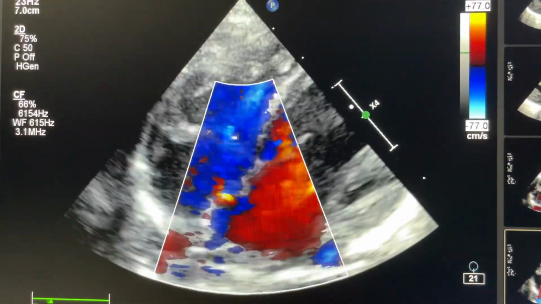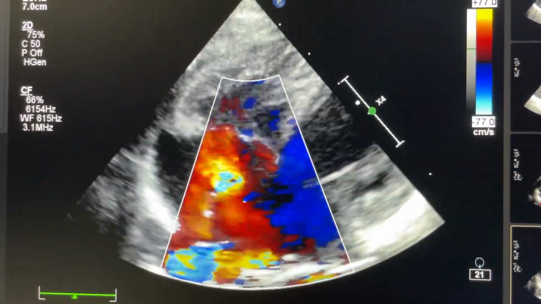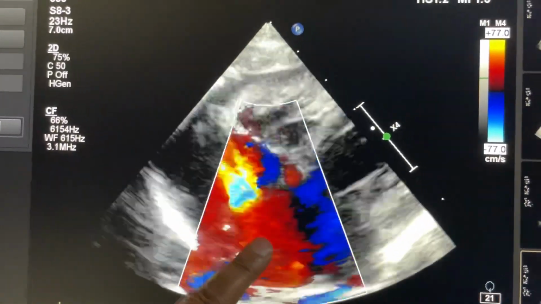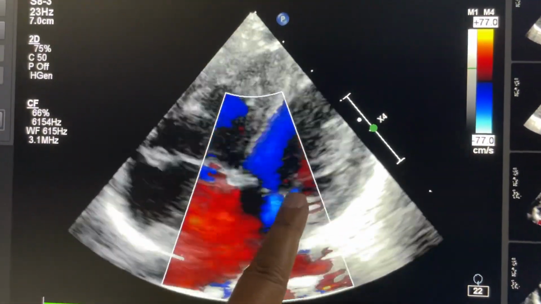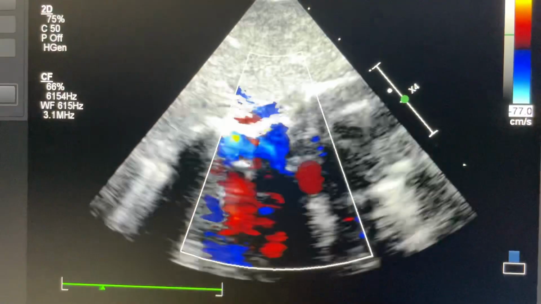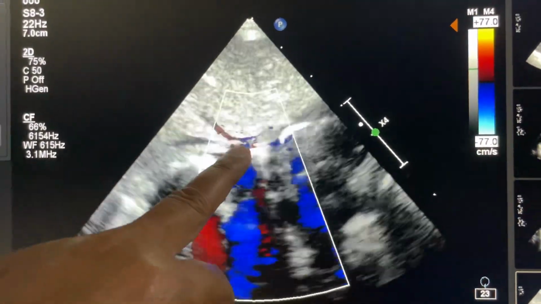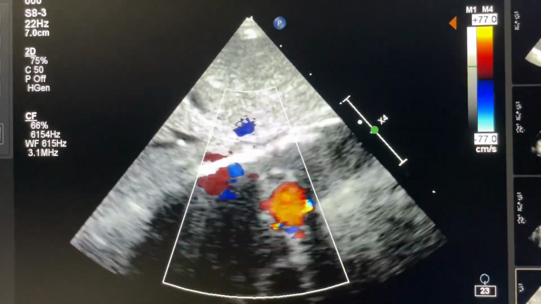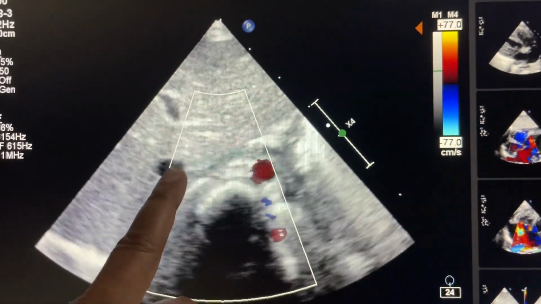This is the PFO. Flow is from the left atrium to the right atrium. This is the left atrium, this is the right atrium. So flow is left to right. This is mild mitral regurgitation. This is the aorta, and this is the IVC. The IVC is not directed here, you see. This is the hepatic veins. Again you see this is the aorta, this is the IVC.